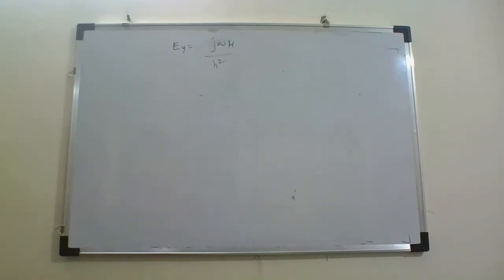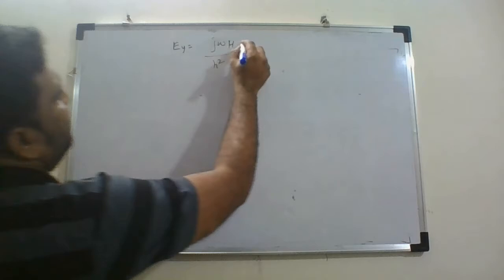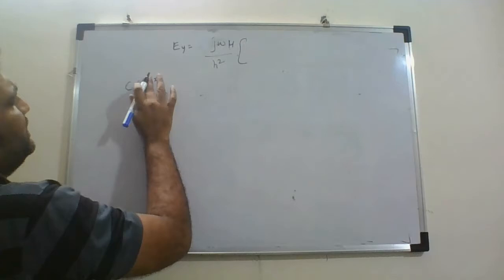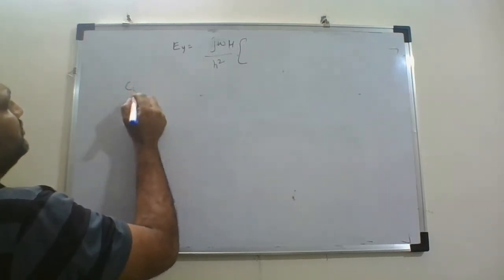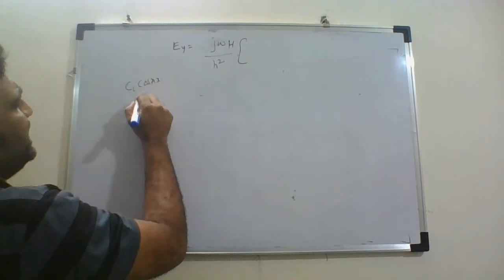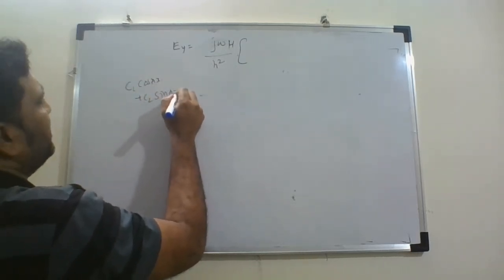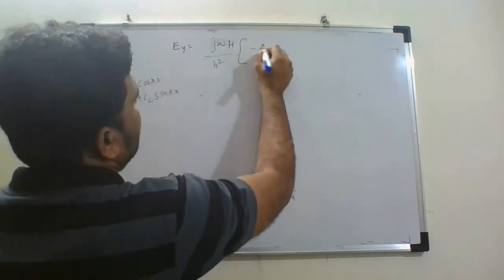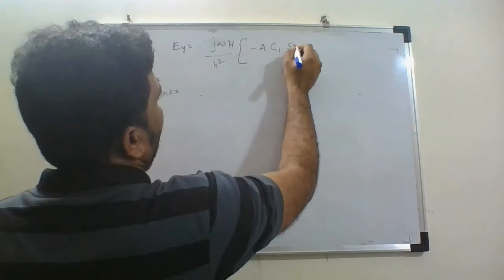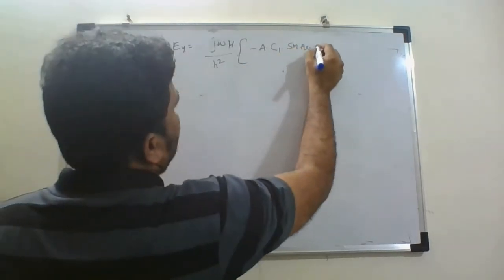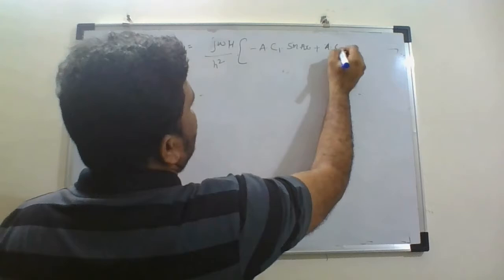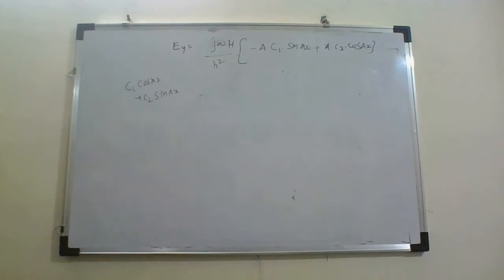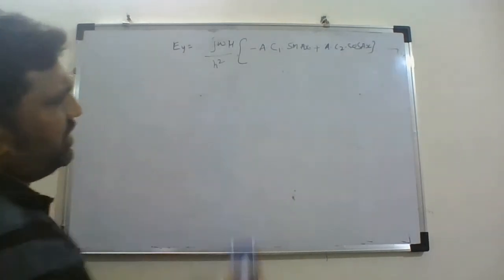So when I do that, because we have taken Hz as C1 cos ax plus C2 sin ax, from this, when I apply the derivation, we get minus a C1 sin ax plus a C2 cos ax. So this is the expression for Ey.